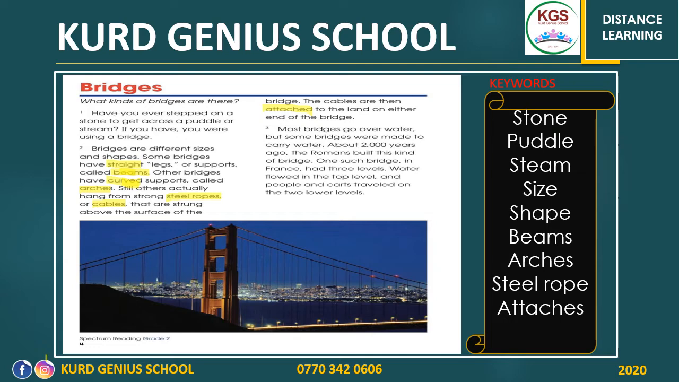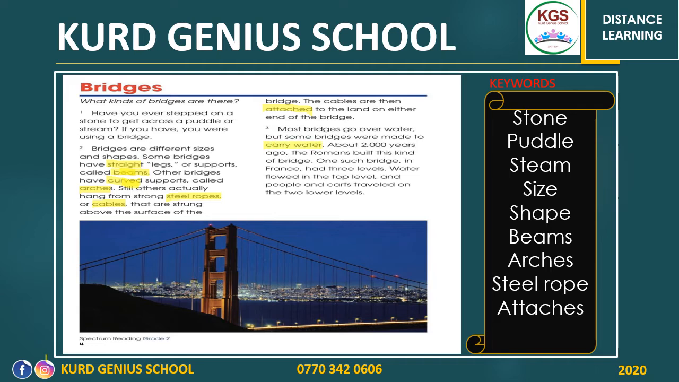Most bridges go over water. As you can see, this bridge is going over the water, so the cars and people and other things can go across from this land to the other land, from the first side to the other side of the bridge, so they can get to their destination. But some bridges were made to carry water. Some bridges were made to do what? To carry water.